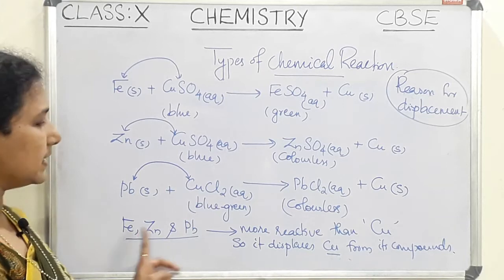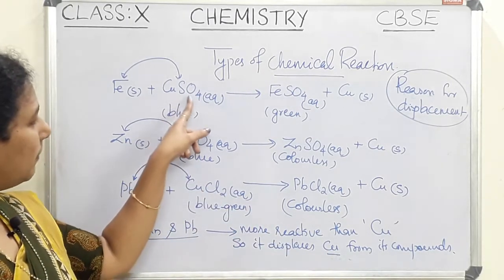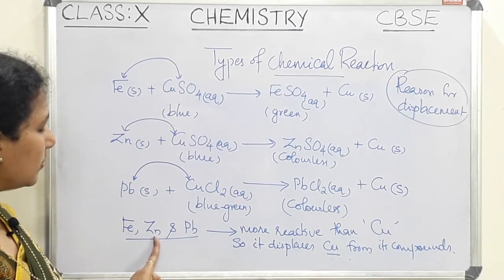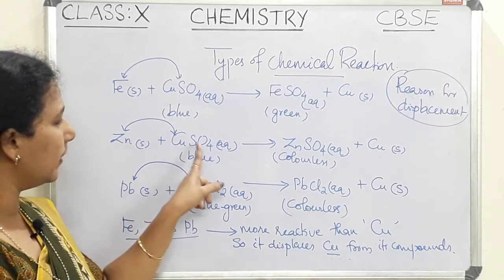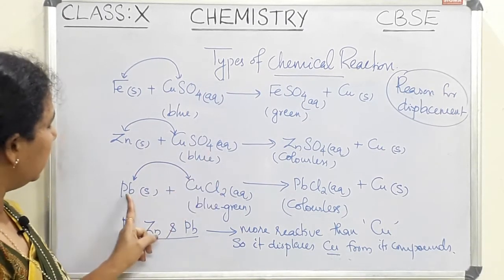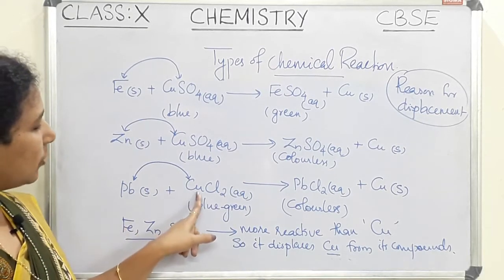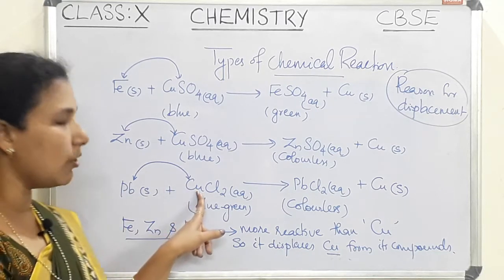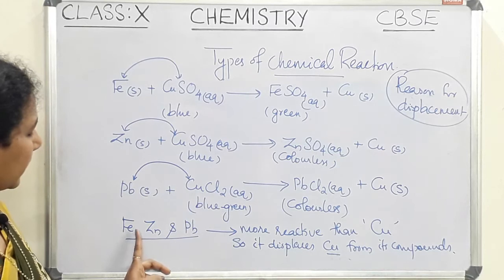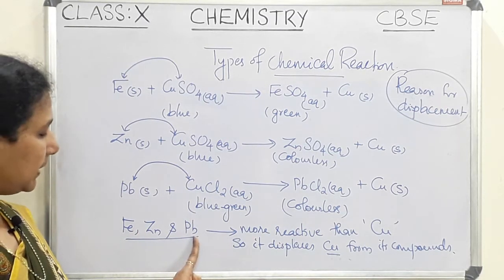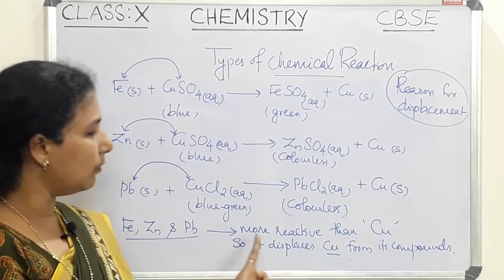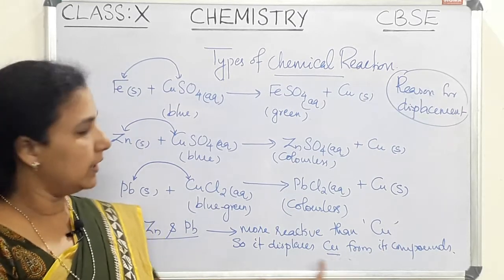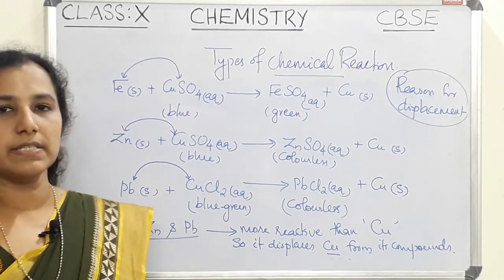So iron displaces copper from its compound. Here the compound is CuSO4. Iron displaces copper from CuSO4. Zinc is also more reactive, so zinc displaces copper from copper sulfate, the compound. Then lead displaces copper, that means lead is more reactive than copper. So lead displaces copper from its compound, copper chloride. So iron, zinc and lead are more reactive than copper and can displace copper from its compound. That is why this type of displacement reaction takes place.